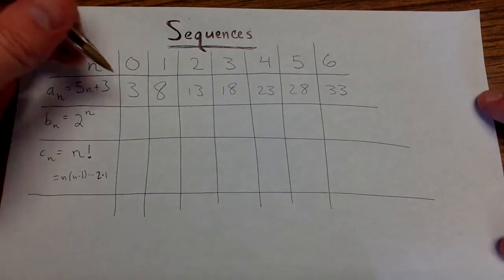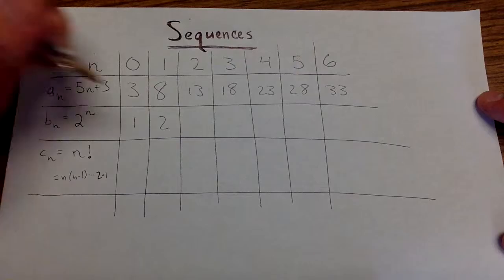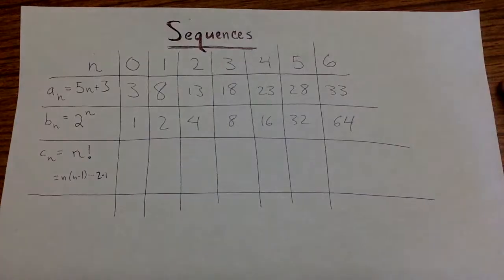For b sub n, I can get 2 to the n, and I can again evaluate this step by step. 2 to the 0 is 1, 2 to the 1 is 2, 2 to the 2 is 4, 2 to the 3 is 8. I can evaluate this sequence as well, using the closed form function and evaluating it for each value.